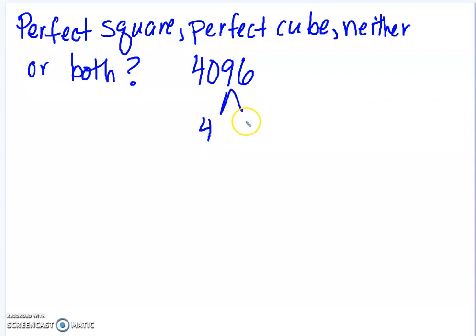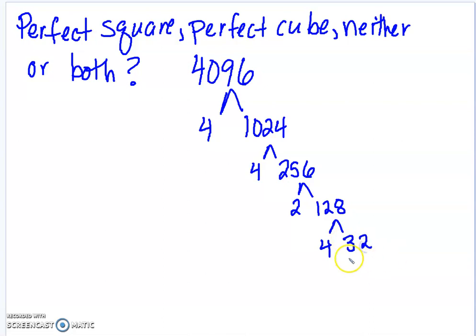So 4096 is 4 times 1024. And then I can break down 1024 into 4 times 256. And 256 is just 2 times 128, which can be broken down into 4 times 32. And 32 is 2 times 16, 8 times 2, 4 times 2. I'm going to go off screen, so I'm just going to alter where my tree is going. And I also need to break down all these 4s into 2 times 2.